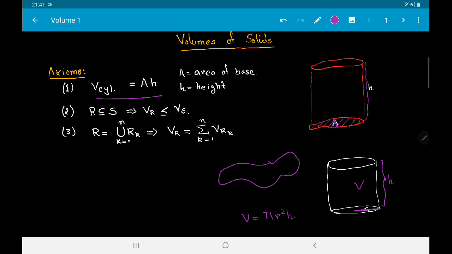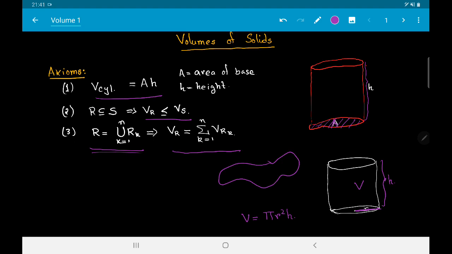So what was our second axiom? It said that bigger the region, bigger the area, and here, bigger the solid, bigger the volume. So if R is contained in S, then the volume of R is less than or equal to the volume of the solid S. And if our solid R can be decomposed into smaller solids R1, R2, up to Rn, which do not overlap significantly, then the volume of the bigger piece is equal to the sum of the volumes of the smaller pieces.